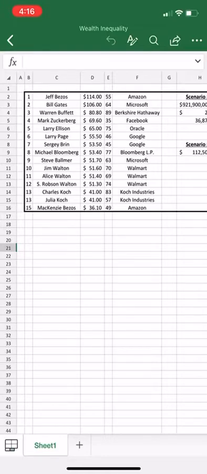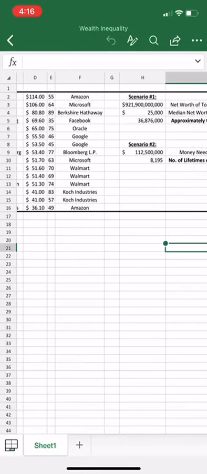And so this is the top 15 Americans. Net worth shows their age as well in column E, and the corporation that they're associated with in column F. And Jeff Bezos comes in at 114 billion. And his wife, ex-wife, I guess now, is number 15 at 36 billion. And so these are the top 15.